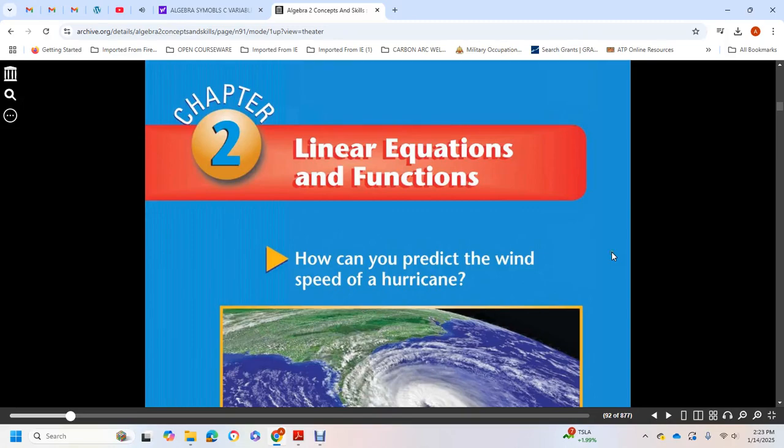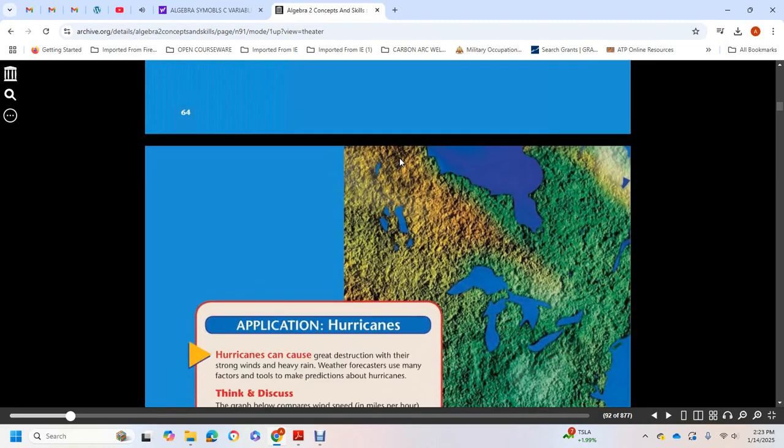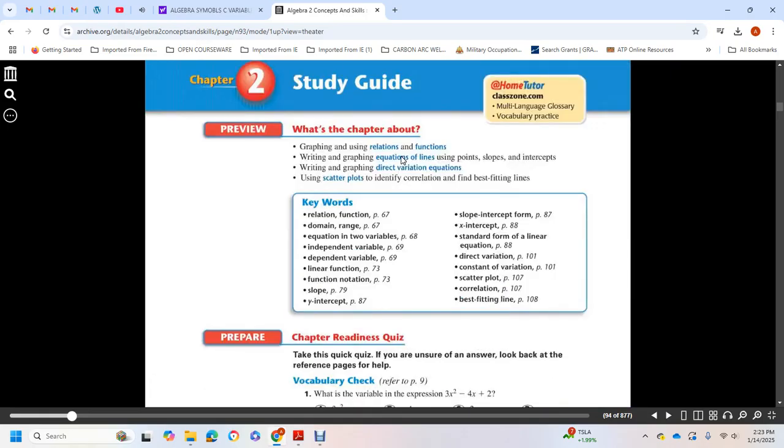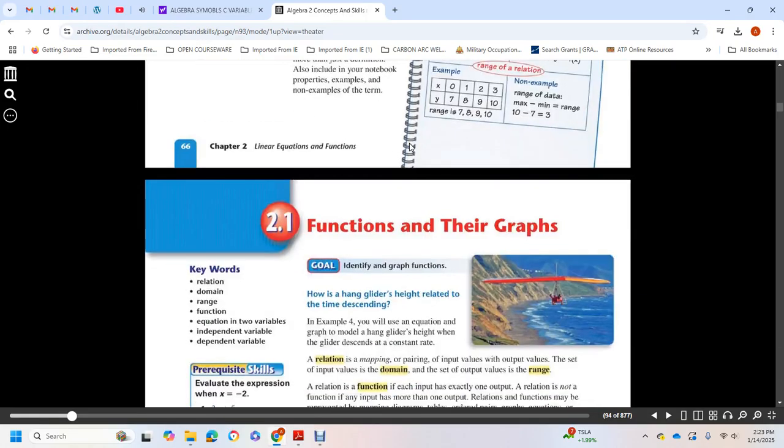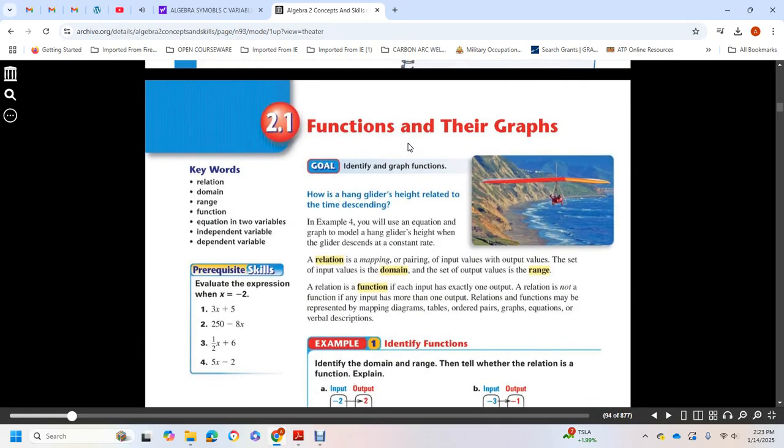Alright, Chapter 2, Linear Equations and Functions. 2.1 Functions and their graphs. Goal: identifying and graphing functions. A relationship is a mapping of input values to output values.